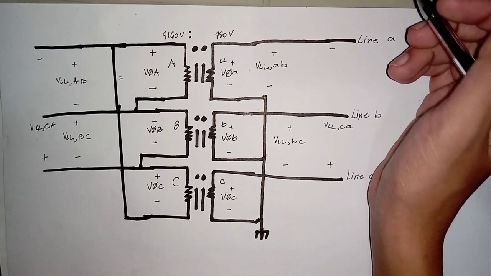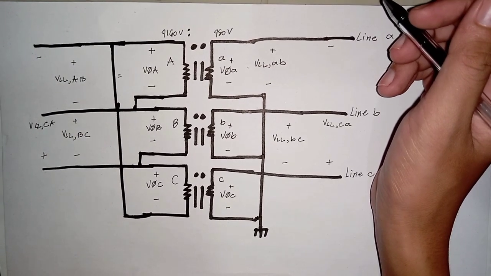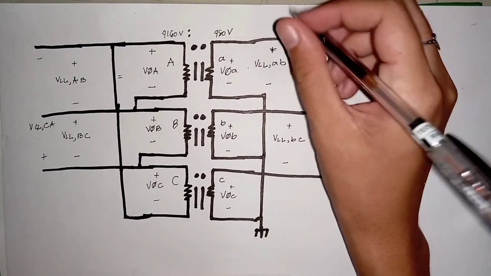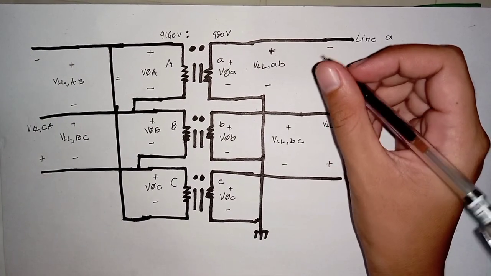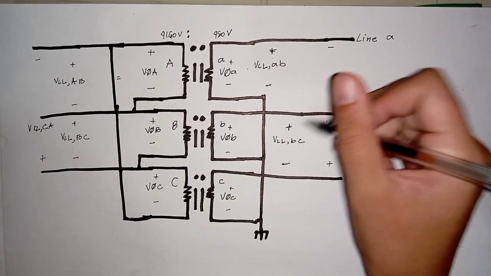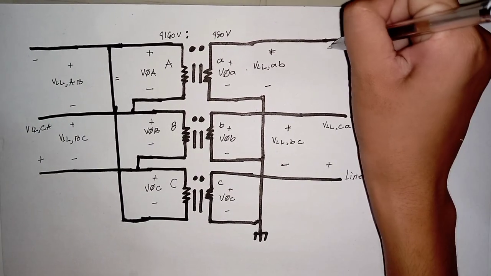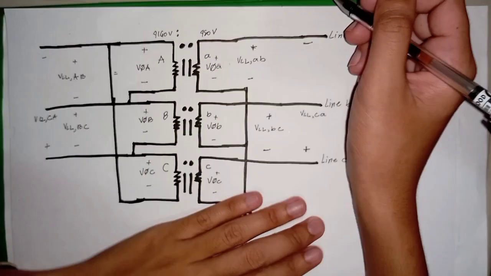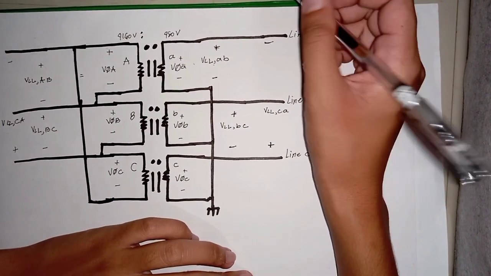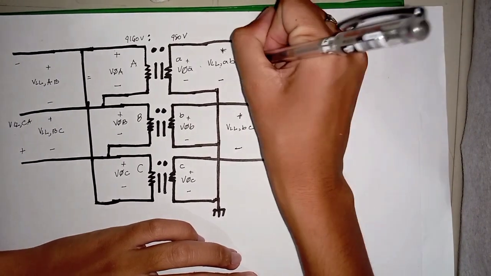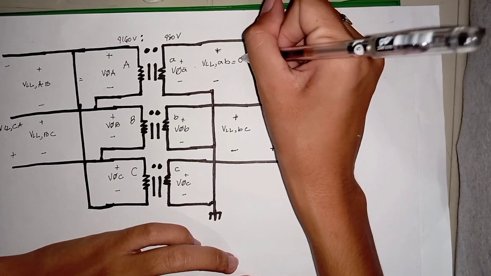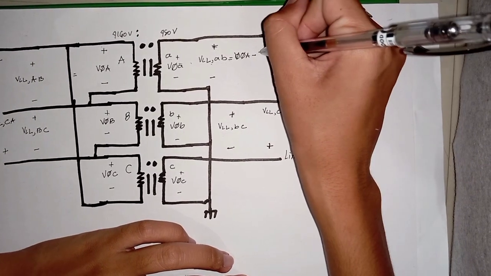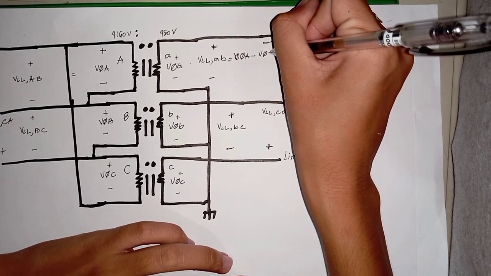So on the secondary side, where our transformer is connected in Y, the most common line-to-line measurements are across line A and line B, across line B to line C, and lastly across line C and line A. So the line-to-line voltage measurement across line A and line B is equal to phase voltage A minus phase voltage B.